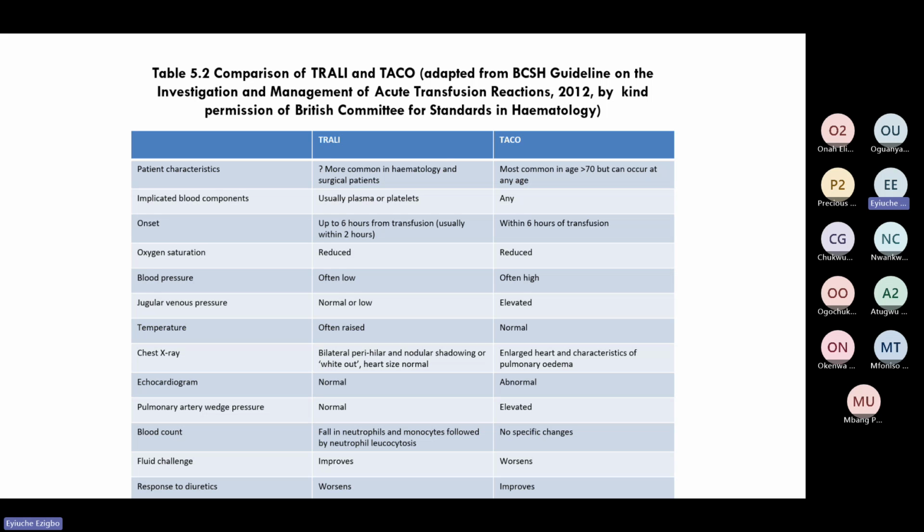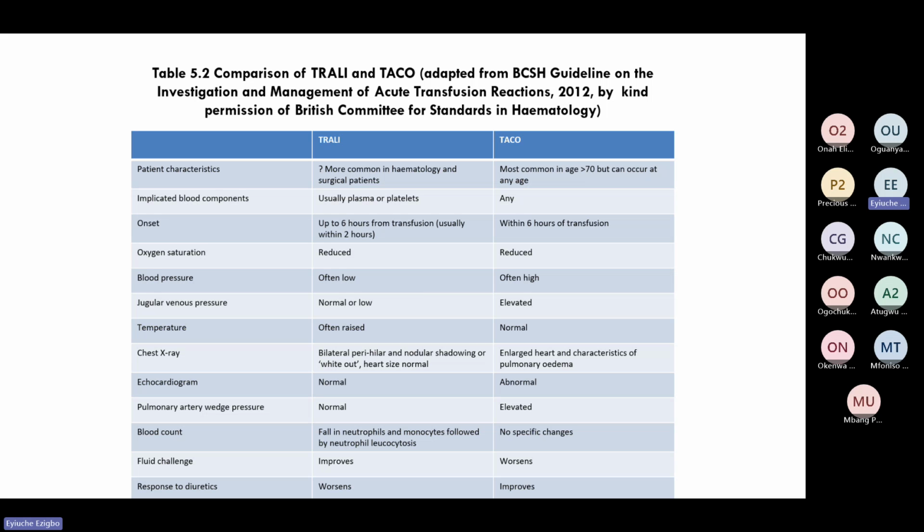Oxygen saturation is reduced in TRALI and also reduced in TACO. The blood pressure in TRALI is often low; in TACO, the blood pressure is high. Jugular venous pressure is normal or low for TRALI, but elevated for TACO. The temperature is often raised in TRALI, normal in TACO. Chest X-ray shows bilateral perihilar nodular shadowing. The echocardiogram is normal in TRALI and abnormal in TACO. Pulmonary artery wedge pressure is normal in TRALI and elevated in TACO.